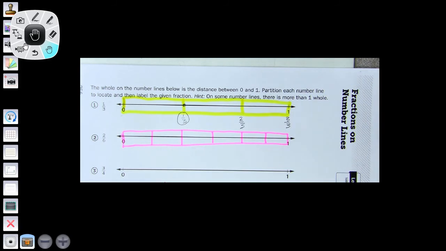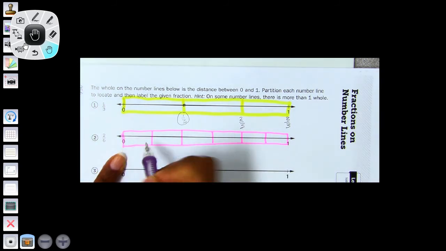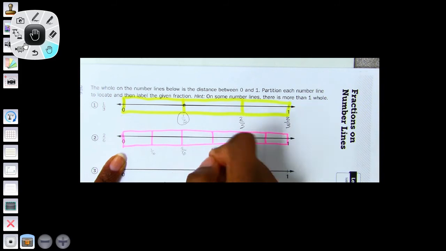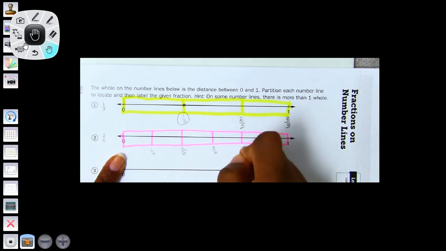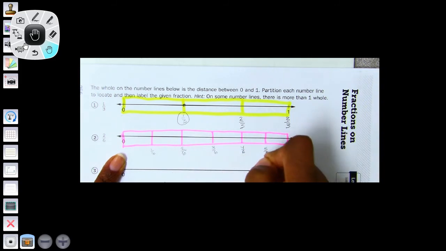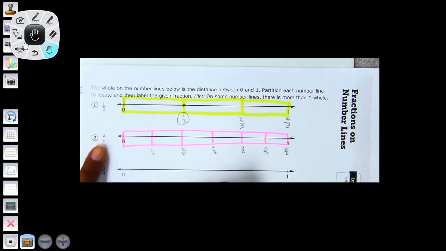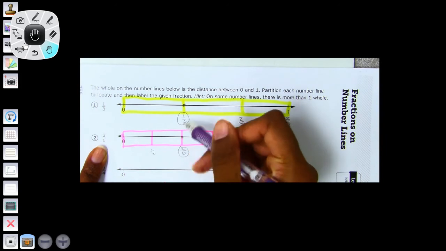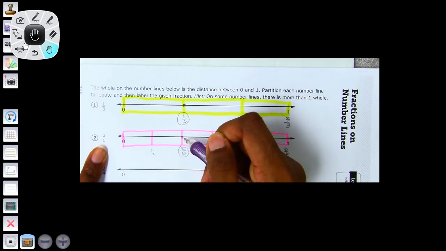Now, I can label each part of this whole. From here to here is 1/6, 2/6, 3/6, 4/6, 5/6, 6/6. So the part that I needed to identify was 2/6. That's right here, and I'm going to put a dot on the number line. Look at what I notice. 1/3 is equivalent to 2/6.